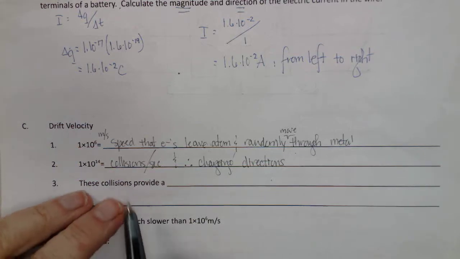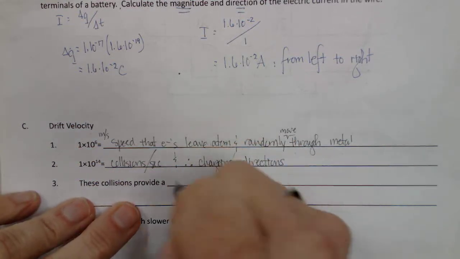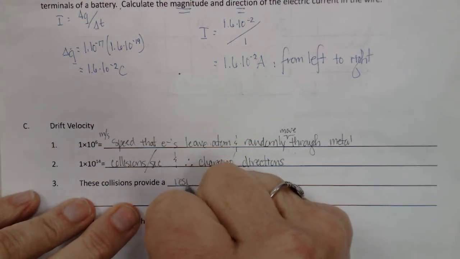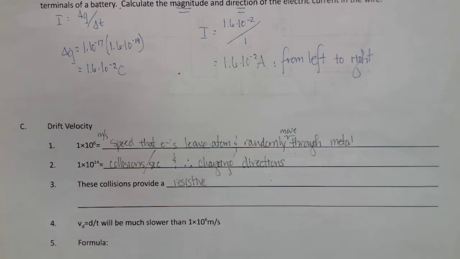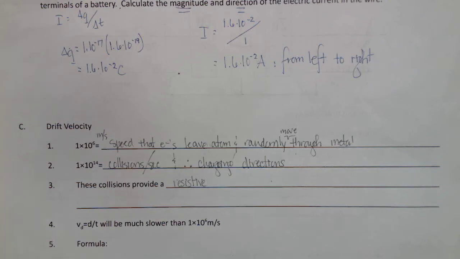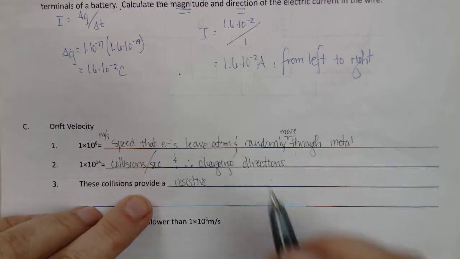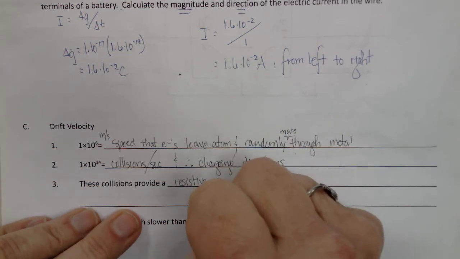Because these collisions provide a resistive drag force. So now I've attached a potential difference to my wire so that there's a positive and a negative terminal, and there's a potential difference between the two of them, and that creates an electric field. So now the electrons are wanting to move towards the positive. They have a little trouble moving towards it because the collisions that are happening provide a resistive drag force.